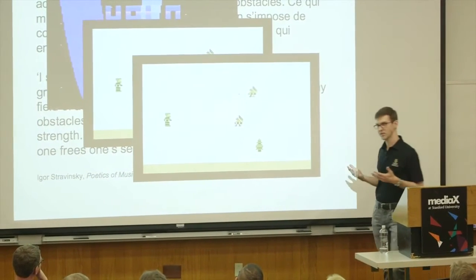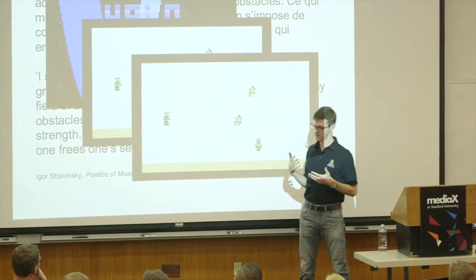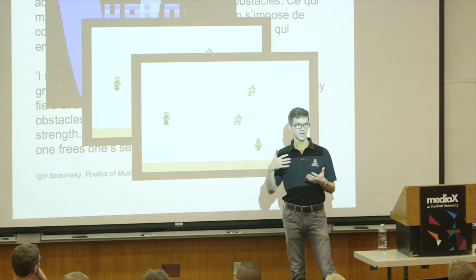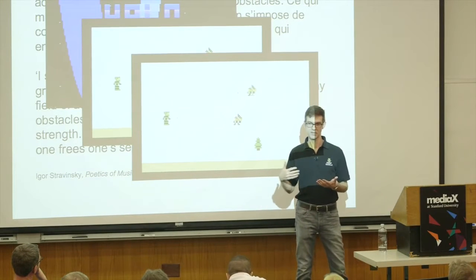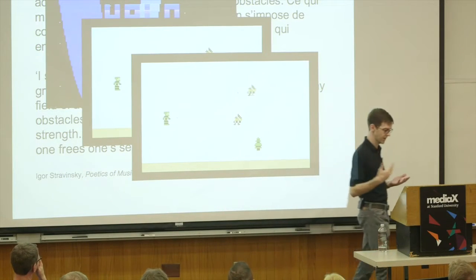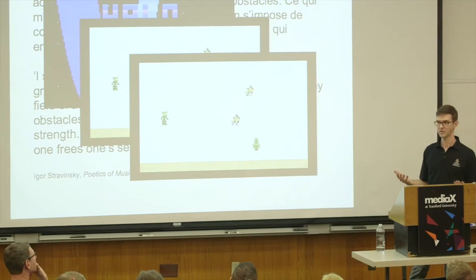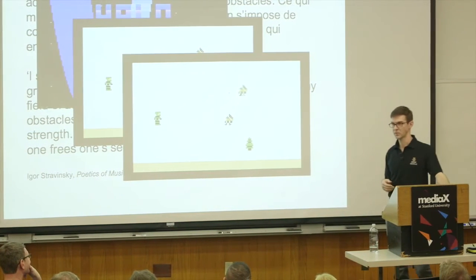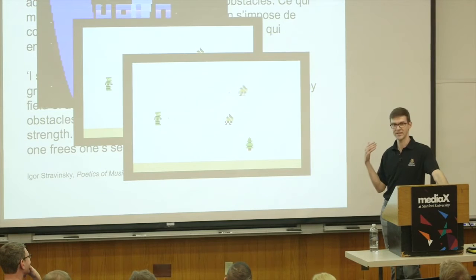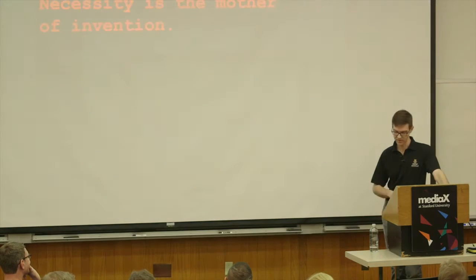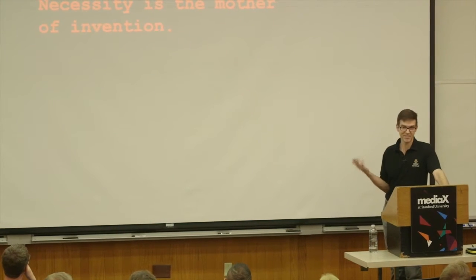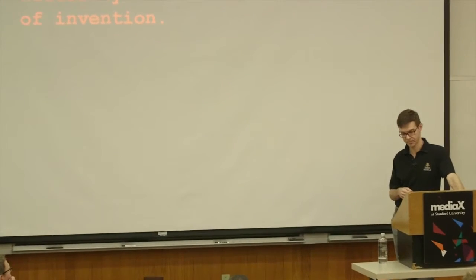So what Fries argued is that there is this connection between constraint and creativity, and this is really what Stravinsky was saying, and it's present in all these creative fields. In fact, just last week I was reading a book on architecture, and they said exactly the same thing. And what it comes down to is this: necessity is the mother of invention.